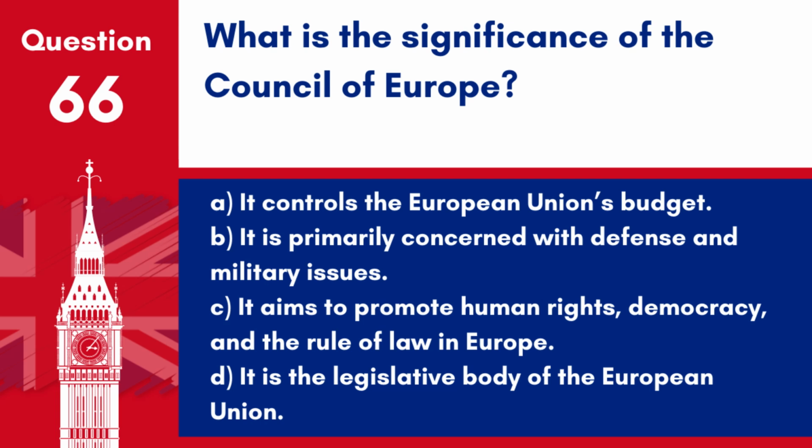A. It controls the European Union's budget. B. It is primarily concerned with defence and military issues. C. It aims to promote human rights, democracy, and the rule of law in Europe. D. It is the legislative body of the European Union. Answer: C. It aims to promote human rights, democracy, and the rule of law in Europe.